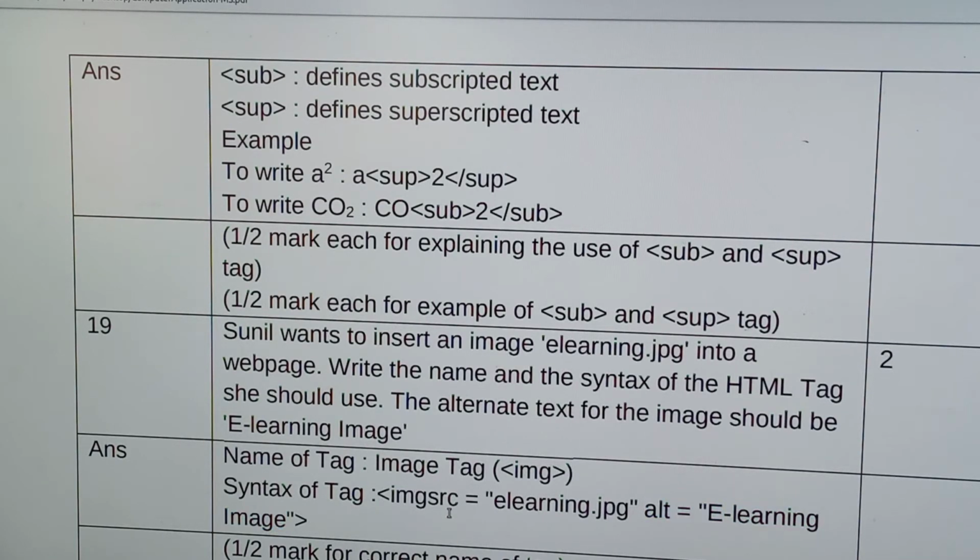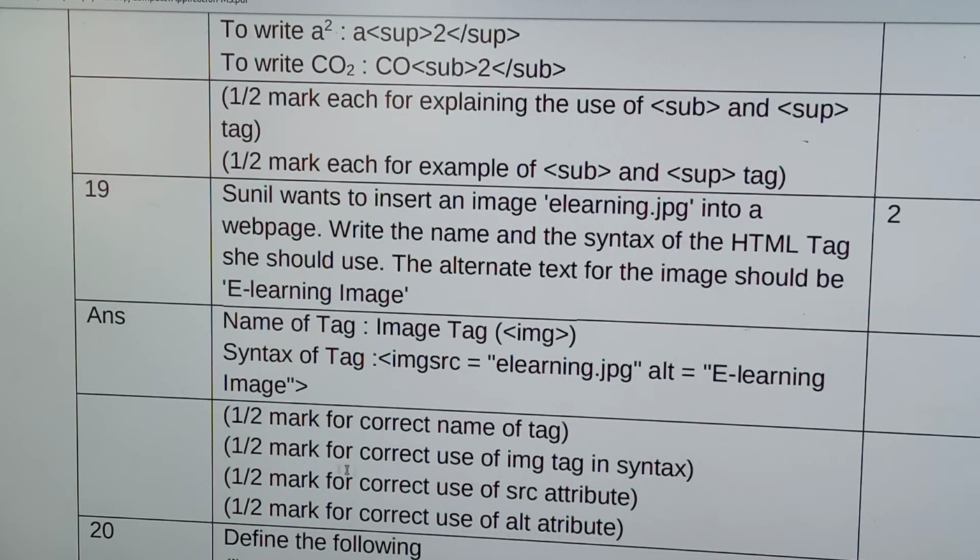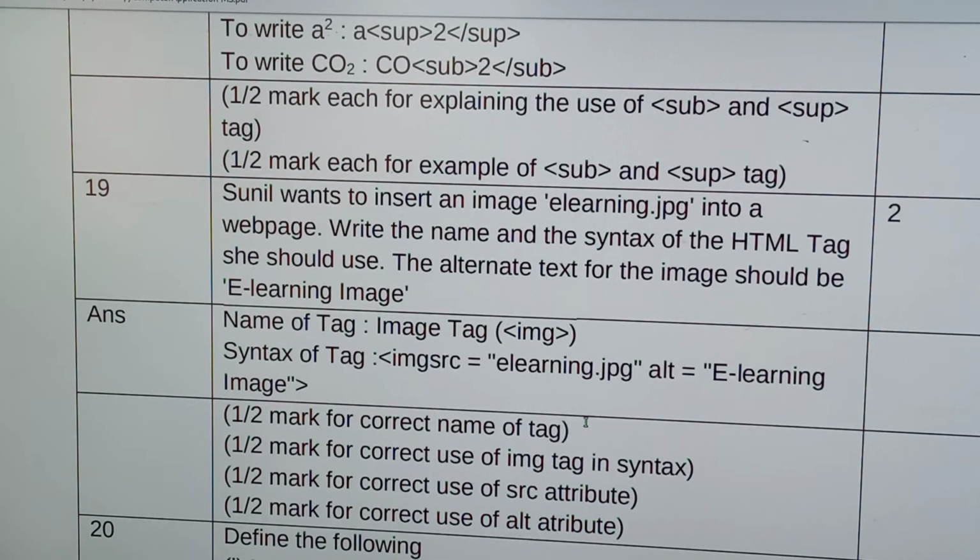So this is a 2 mark question. This is the mark division: half mark for the correct name of the tag, half mark for the correct syntax of image, half mark for the correct use of src attribute, and the remaining half mark for the correct use of ALT attribute.